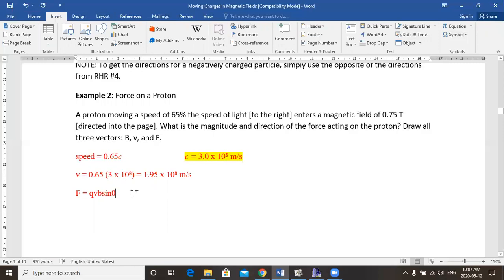Nothing is stated about theta, so we're going to assume theta is 90 degrees. And therefore sine 90 is 1. So F is going to equal Q, which is a proton. So remember the proton is the charge e, so 1.602 times 10 to the power of negative 19 times V, which is 1.95 times 10 to the power of 8 times the field, which is 0.75.